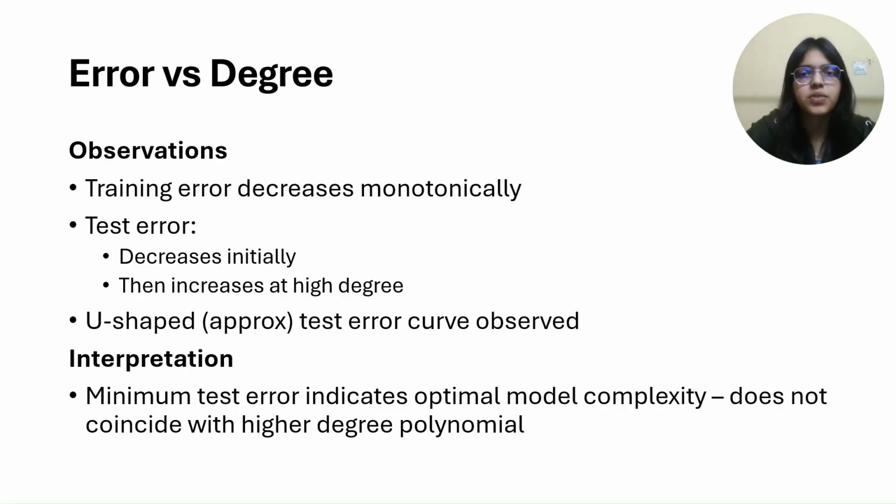The key interpretation from the error curves is that the minimum test error indicates the optimal model complexity. This is the degree at which the model best balances bias and variance. Importantly, this optimal degree does not necessarily correspond to the highest polynomial degree. In fact, very high degree polynomials may achieve extremely low training error, but they often perform worse on test data. This clearly shows that increasing complexity beyond a certain point harms generalization.